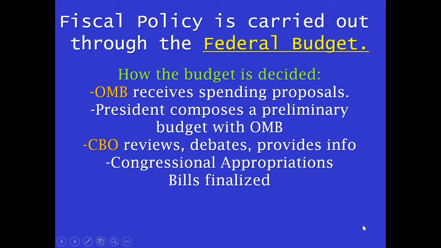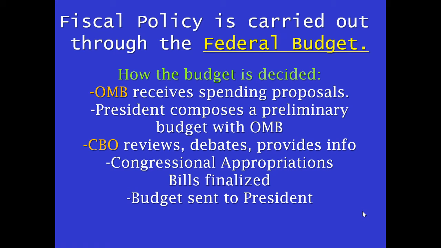But once we get through appropriations, bills are finalized. What that means, guys, is this carries the weight of law. The federal budget is a spending plan, and we really can't deviate from it without additional action from Congress. So this is very much a lawmaking process. The budget, when it's approved by both houses of Congress, is sent back to the president, and he has the option at that point to veto or sign it into law.